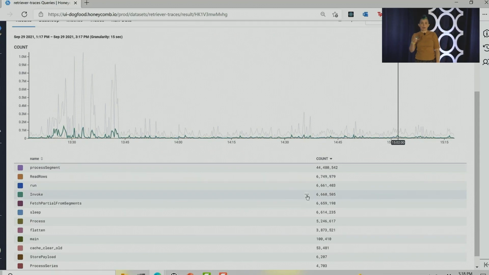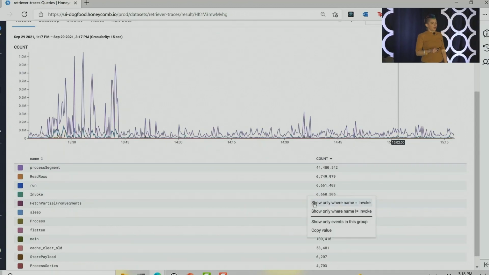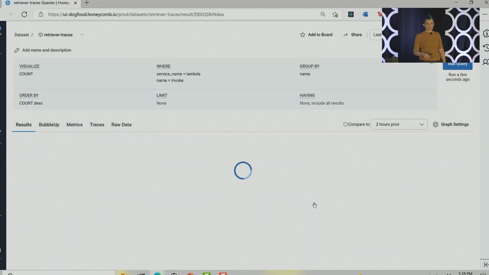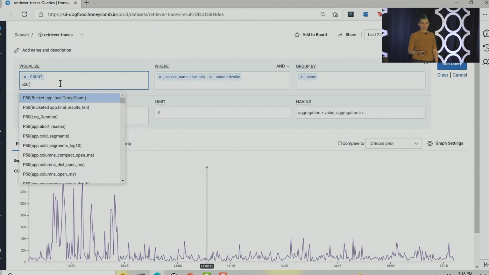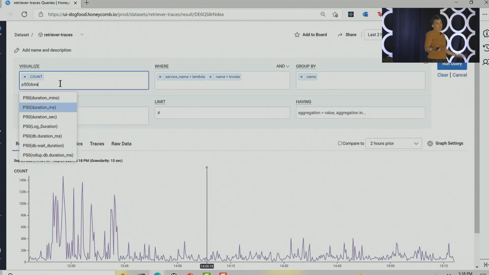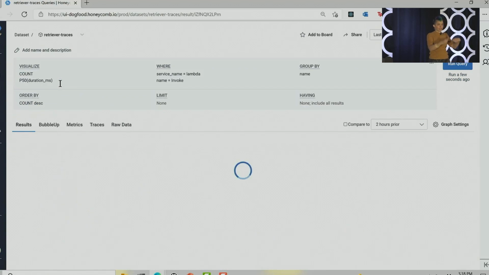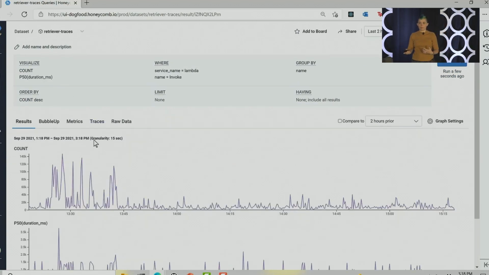Well, we can see all of them. Aha, invoke. That's the one I want. I can filter by just those. Let's see just the invoke spans this time. All right, there they are. Okay, let's get the median duration. And all that aggregation is happening at query time while I wait.